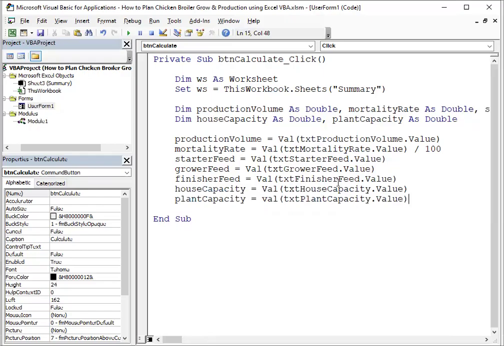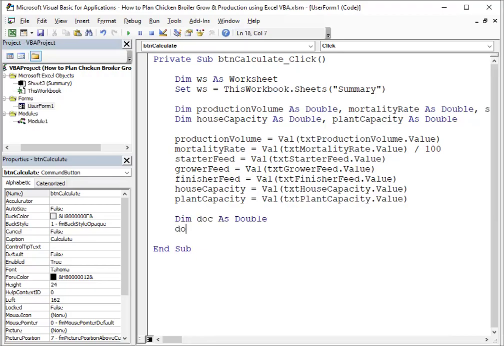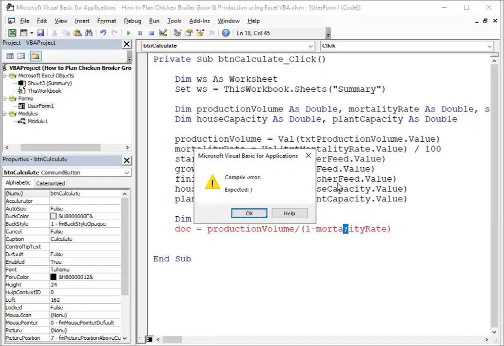Then next, we're going to calculate the DOC requirement, right? So we're going to declare the variables for this. It would be dim DOC as double. Then DOC is equal to production volume slash open parenthesis 1 minus mortality rate. Okay, this is wrong.